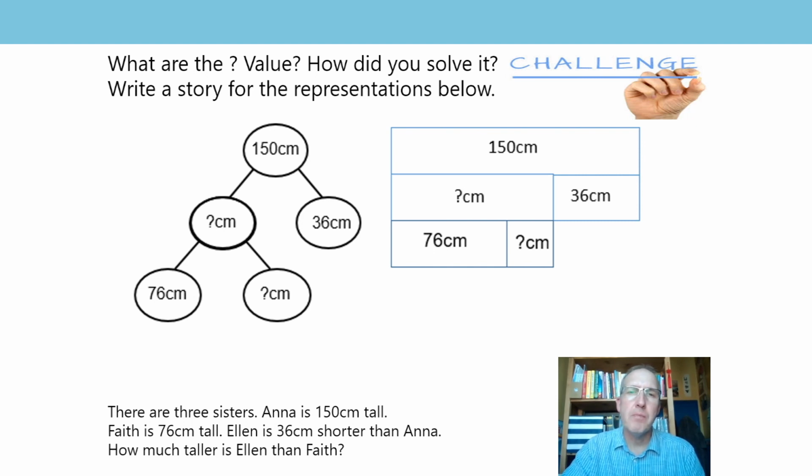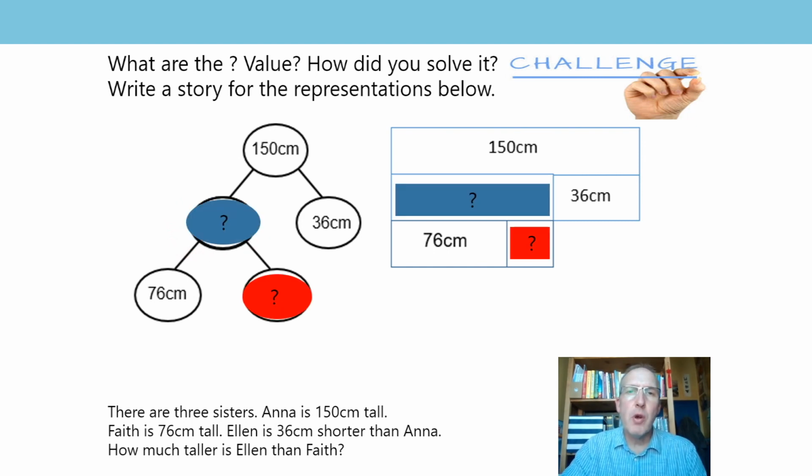That's the question. Did you write a balanced equation? What did you do first? The part-part-whole model leads us to work out 150 minus 36 here. I've put a blue oval into that part. What does that represent in my story? If there's somebody with you, tell them, or shout out at me. That's it. That's Ellen's height. We can find out Ellen's height by doing 150 minus 36.